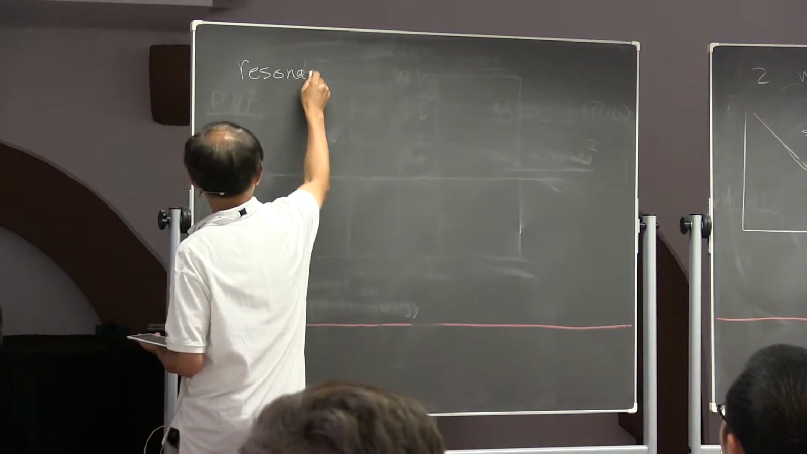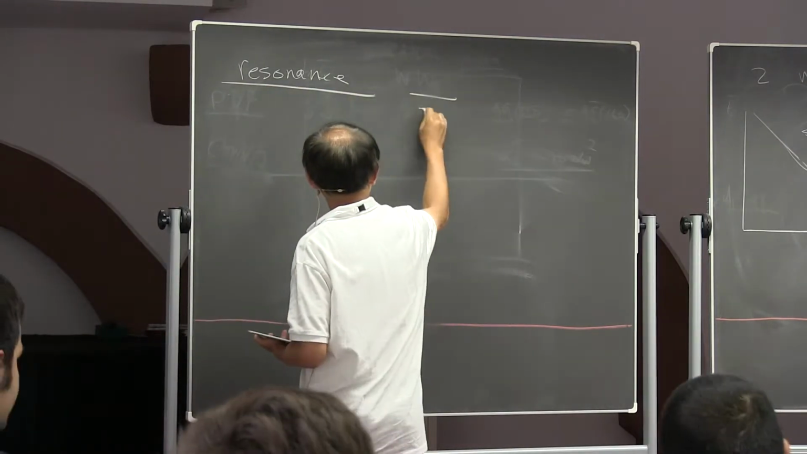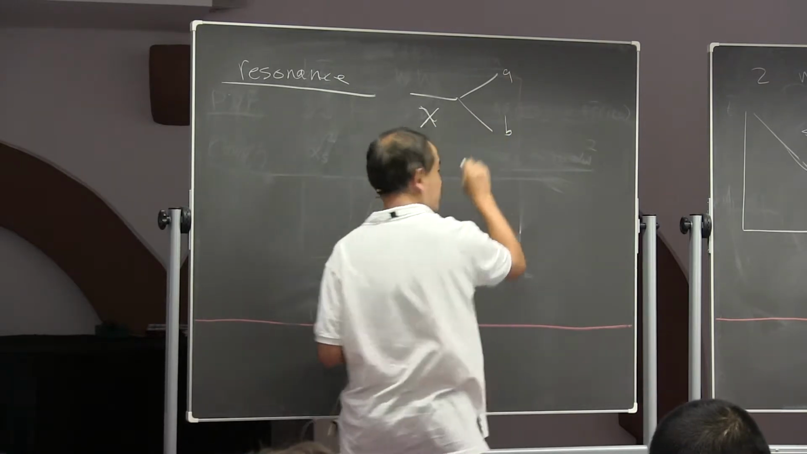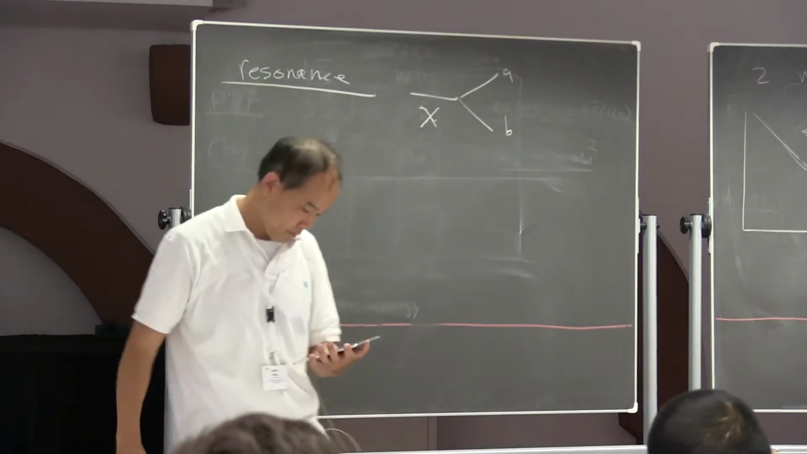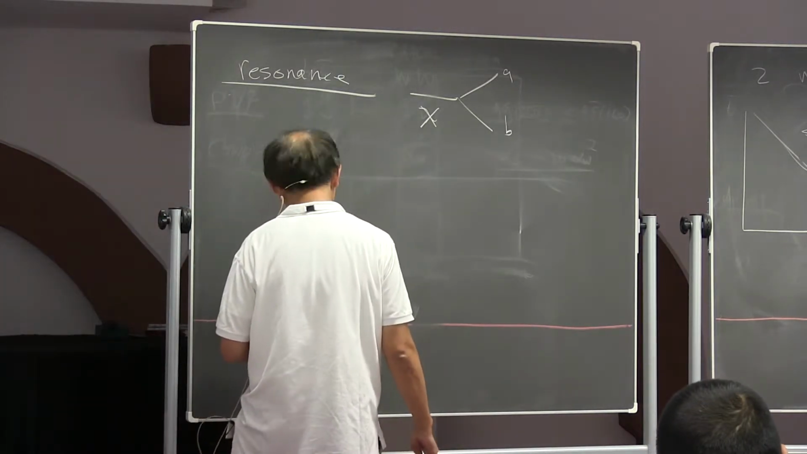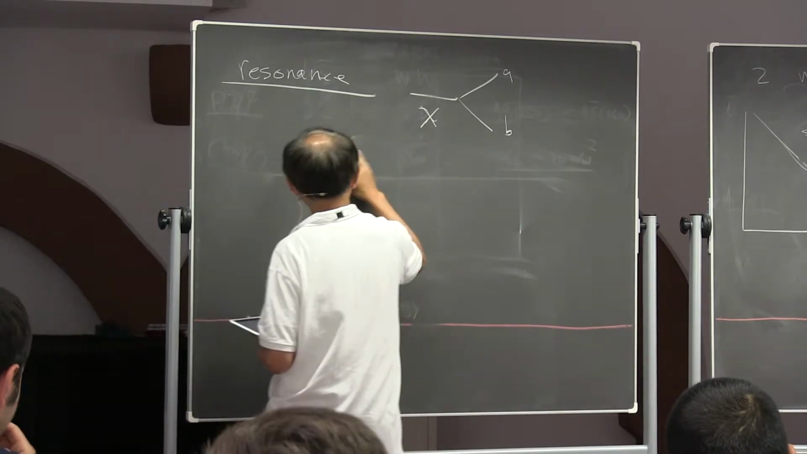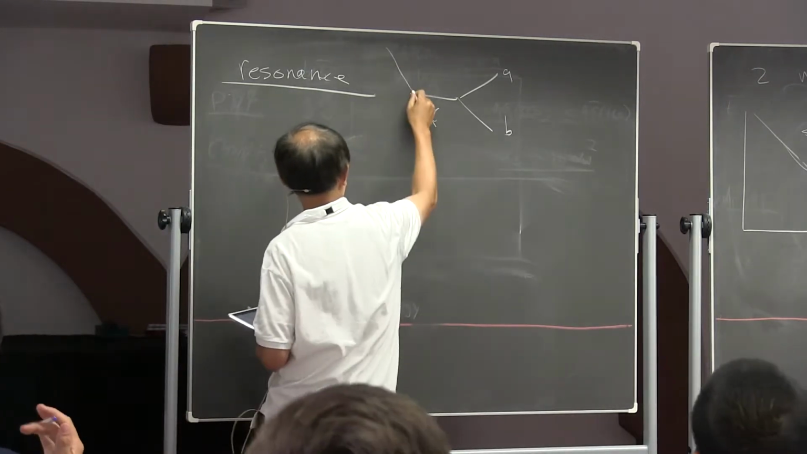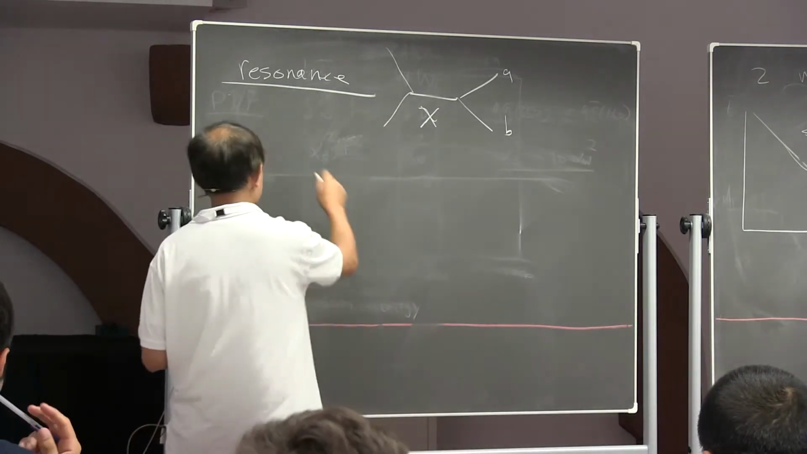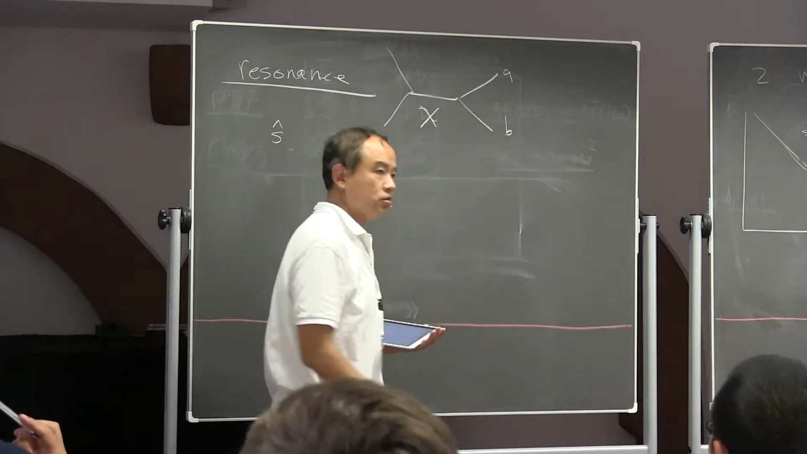I'm sure you have seen this already. This is an X particle produced, and it decays to A and B. If you consider a process like this, you produce a particle and it decays to A and B. What you do is you suppose these two are all visible.